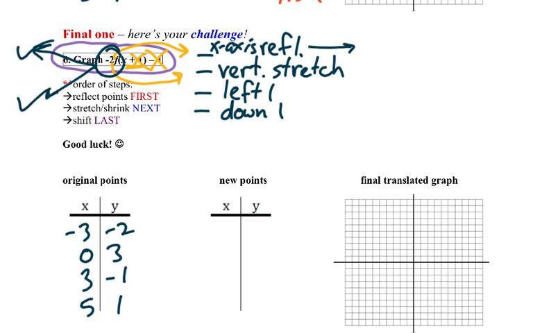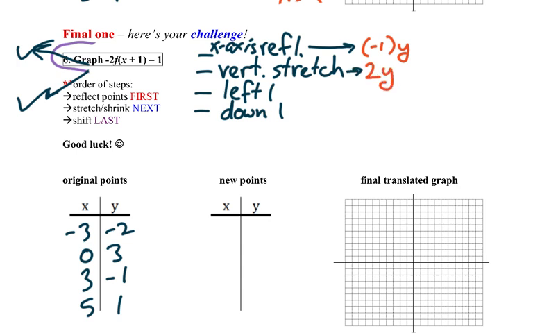Now, what do all these mean? X-axis reflection, if you remember, the negative was on the y, so we're going to multiply all the y's by -1. Vertical stretch, we're going to do exactly what it looks like, so we're going to multiply all the y's by 2. The left one means we're going to take all the x's and subtract 1 when you go left. Remember how that's the opposite? It says +1, you think the opposite. And then finally, the down one just means you're going to take all the y values and subtract 1 to go down.